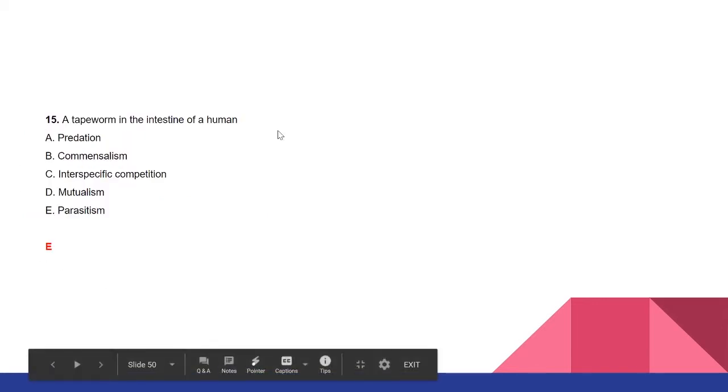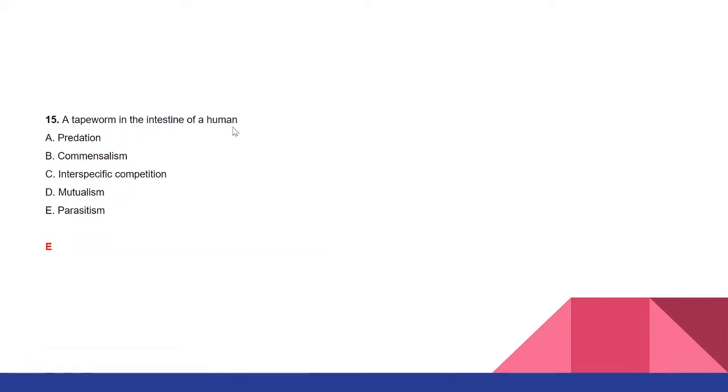So this is a normal, I guess, medium level sort of question. Normal multiple choice question. A tapeworm in the intestine of a human. What does that even mean? So a tapeworm, we all know that's very parasitic. That's parasitism, because the tapeworm really takes over the intestine of a human. It is not something that is beneficial for them. It attacks them. So easy answer, parasitism.